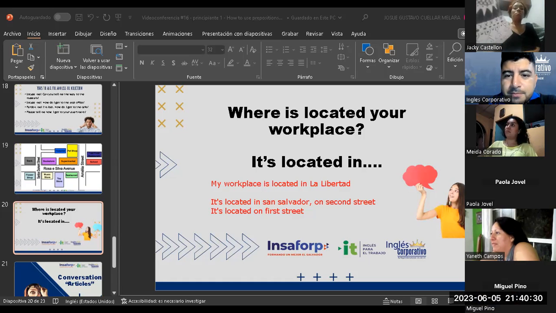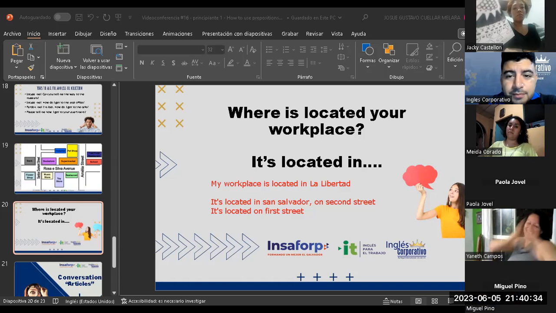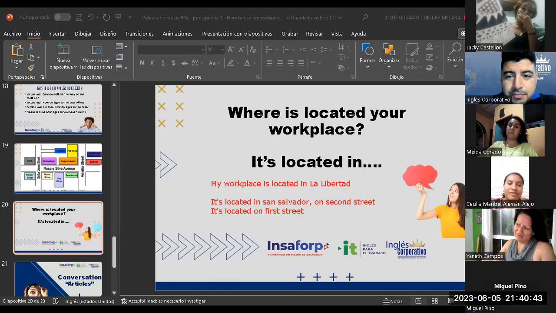Okay. My workplace is located in La Libertad. Ceci and Xiomara. My workplace is located on the end of Avenue 75 in Mexicano. Okay, 75. Thank you. Xiomara and Jesse.